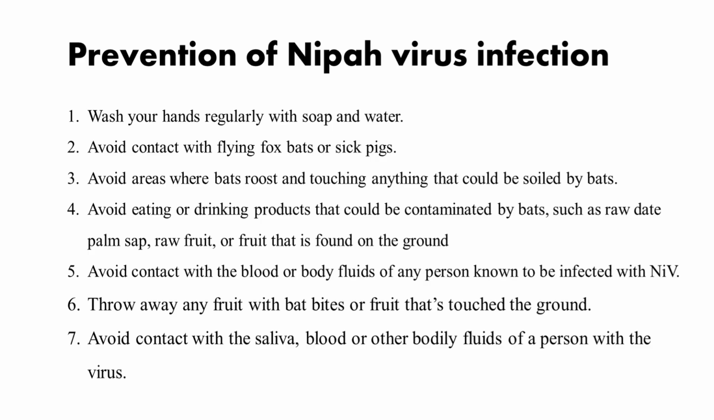Let's talk about prevention of Nipah virus infection. Nipah virus infection can be reduced or prevented by implementation of the following methods. Wash your hands regularly with soap and water. Avoid contact with flying fox bats or sick pigs. Avoid areas where bats roost and touching anything that could be soiled by bats. Avoid eating or drinking products that could be contaminated by bats, such as raw date palm sap, raw fruit, or fruit that is found on the ground. Avoid contact with the blood or body fluids of any person known to be infected with NIV. Throw away any fruit with bat bites or fruit that has touched the ground. Avoid contact with the saliva, blood or other bodily fluids of a person infected with Nipah virus.